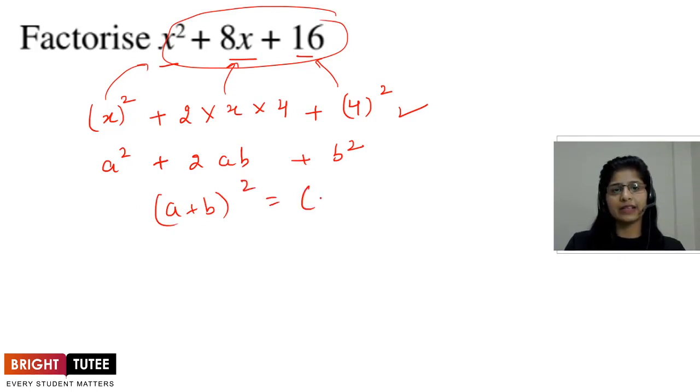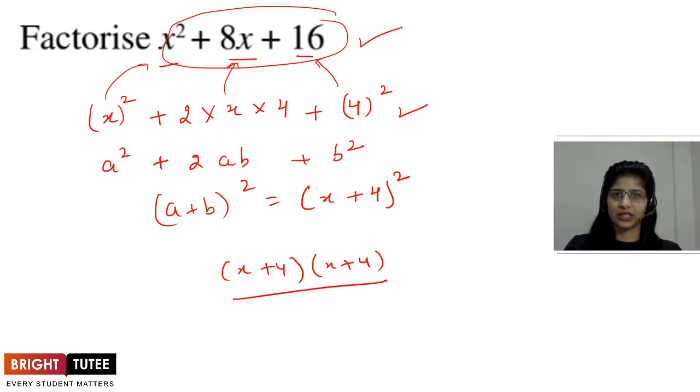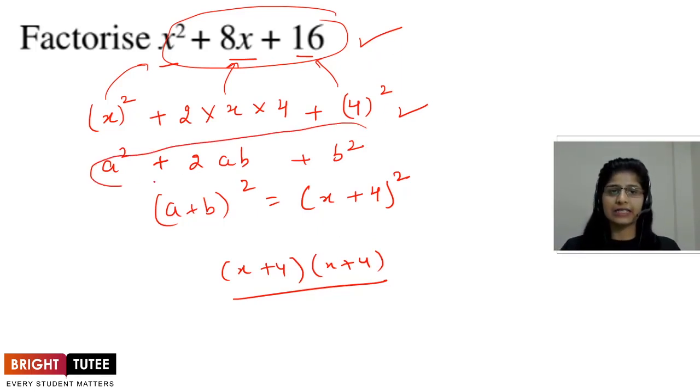So what is a here? a is x. What is b here? That is 4. So it is a square of x plus 4. So the two factors are x plus 4 and x plus 4. This is the answer for this question. So you see how we have used these identities and applied them to the question, right?